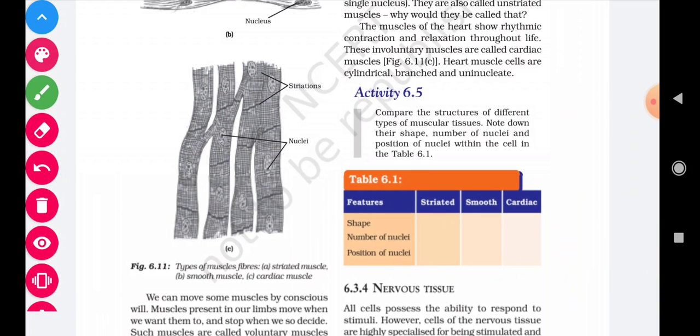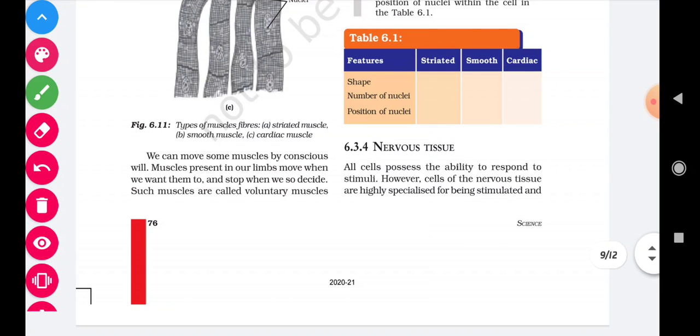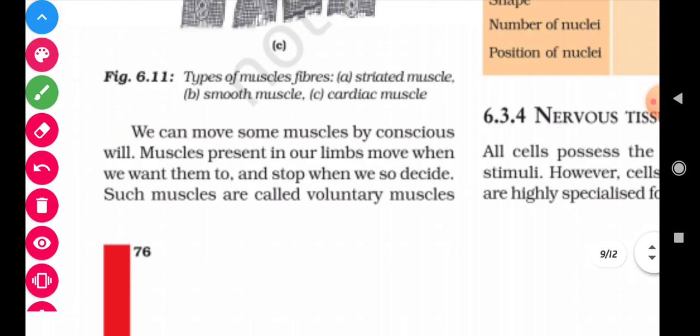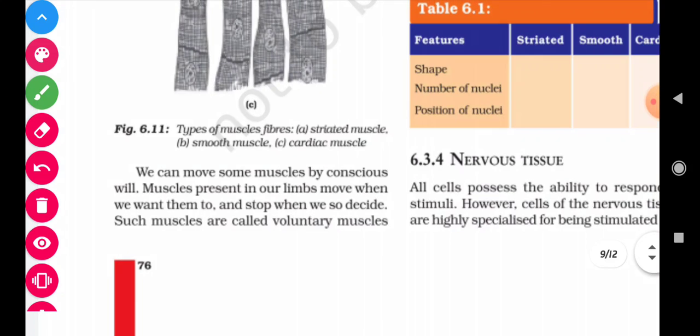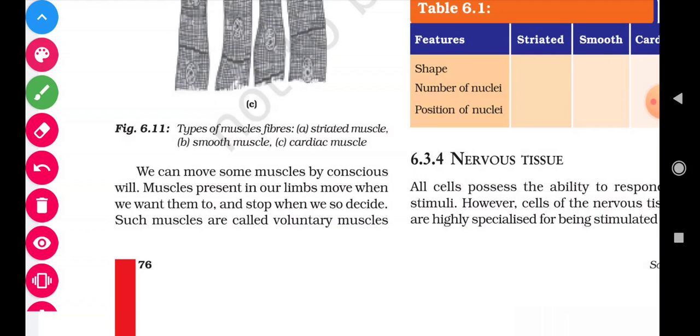We can move some muscles by conscious will. Muscles present in our limbs move when we want them to and stop when we so decide. Students, these muscles are in our control, controlled by our conscious will. This kind of muscle, which is under the control of our will, is called voluntary muscles.